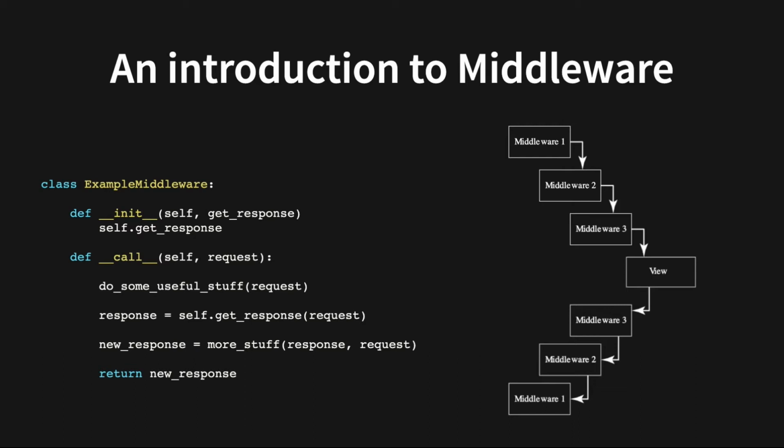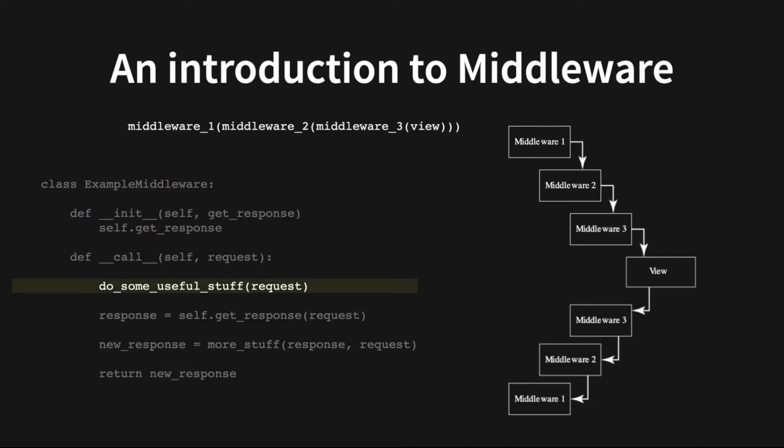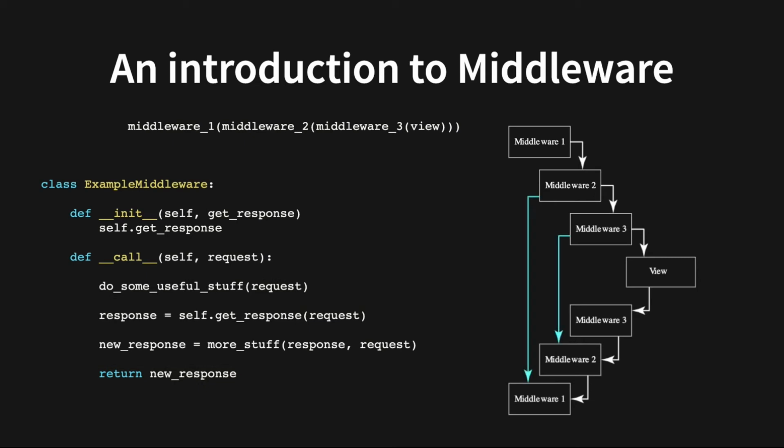How does this work? Well, our middleware wraps the next piece of middleware along, and then when we call it, we can do something useful. Then we pass the request on to the next piece of middleware, and so on. And eventually we get a response back, which we can process and then pass back again. Of course, in the forward direction, as well as passing the request on to the next piece of middleware, we could also return it early, in which case it's never going to reach the view and the response will just travel backwards.